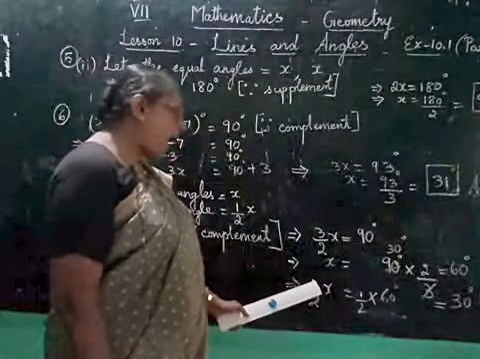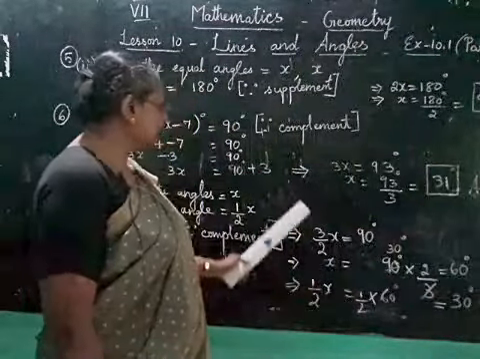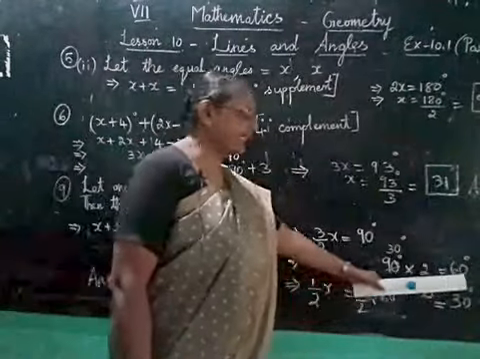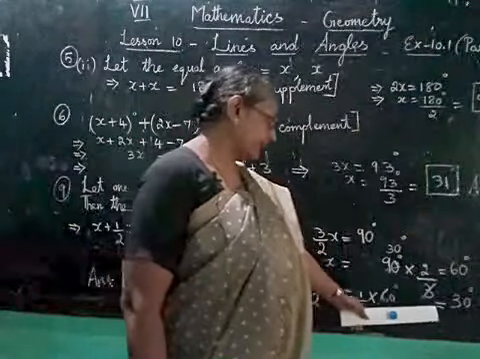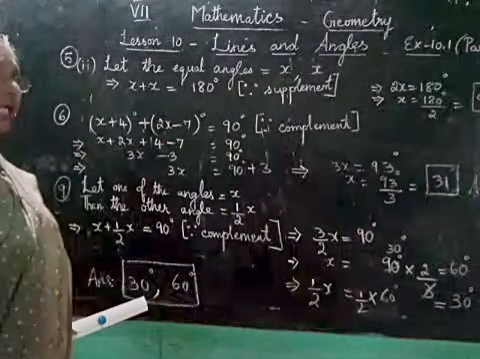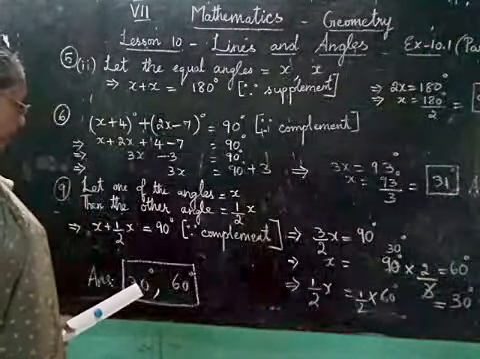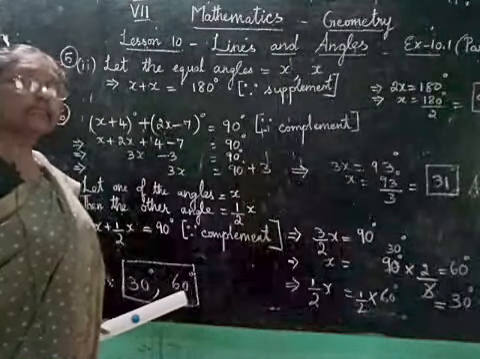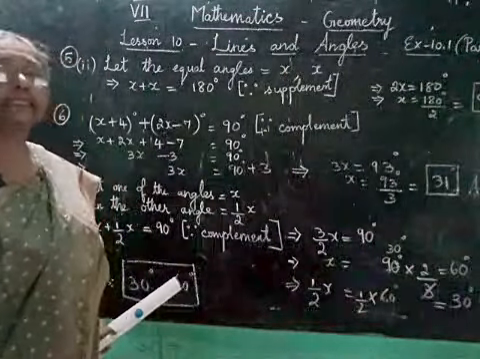So the value of x has become 60 degrees. Now what is half x? That is the other angle. Half of 60 degrees, which is 30 degrees. Now, this is what we are asked to find. We have found out the value of the two angles, which is 30 degrees and 60 degrees.